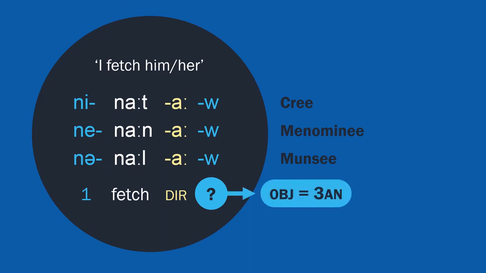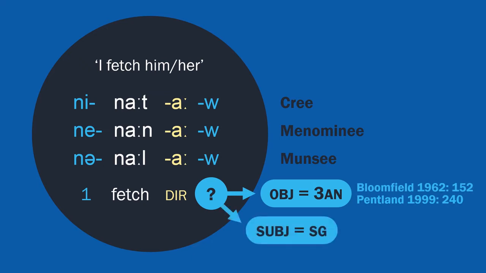One possible answer is that the W indicates that the object is an animate third person, him or her. This is a view taken by Bloomfield and Pentland, among others. The other possible answer is that the W indicates that the first-person subject is singular, "I" rather than "we." This is a view taken by Goddard.